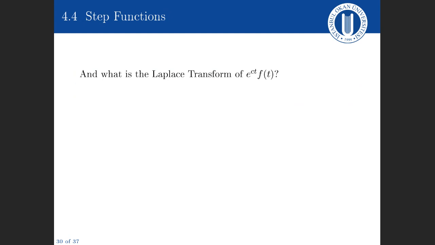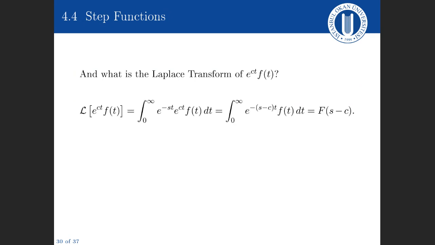What if we have e to the power ct multiplied by f of t? What is the Laplace transform of this function? We do this the same way. We put this function into our definition of the Laplace transform. And we can see that we almost exactly have the formula for the Laplace transform of f, except instead of s, we have s minus c here. So in fact, we just have the Laplace transform of f calculated at s minus c instead of at s.